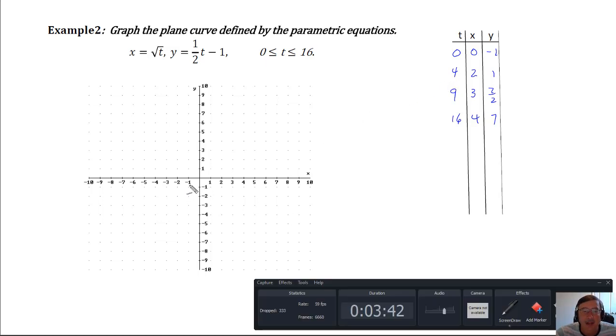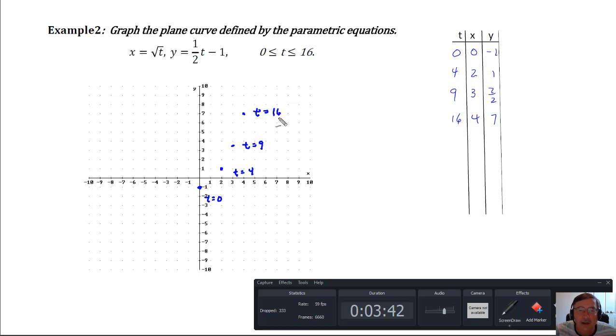All right, I'm going to go ahead and plot the values now. So (0, -1) is here, (2, 1) is here, (3, 7/2 or 3.5), and (4, 7). All right, so again, we can label our t values: t equals 0, t equals 4, t equals 9, and t equals 16.